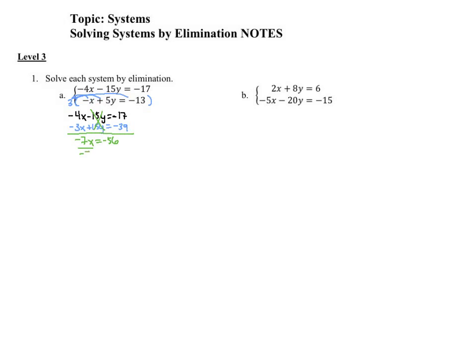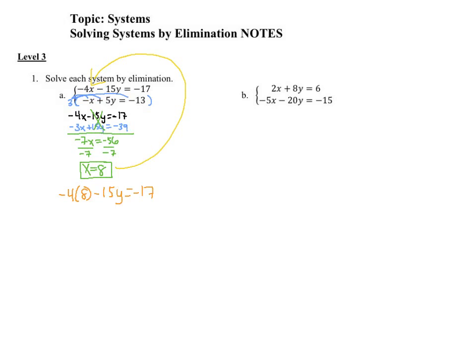Now I need to divide by negative 7, and x equals 8. Now I know that x equals 8, and the last thing I have to do is figure out what y equals. So I'm going to take that x and plug it into the first equation. So I'm going to have negative 4 times 8 minus 15y equals negative 17.